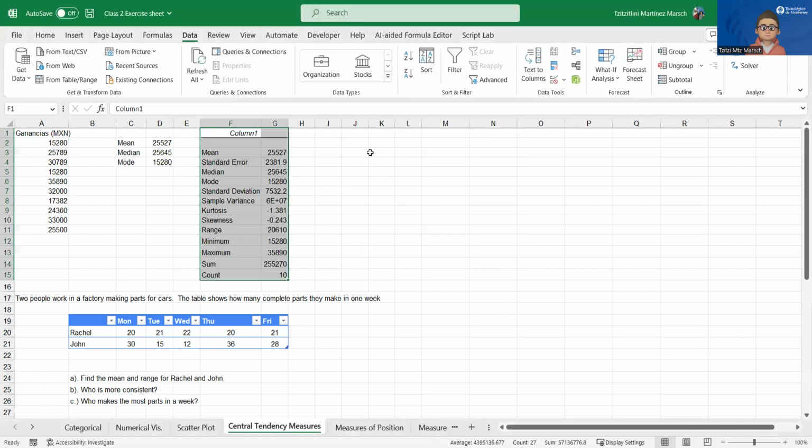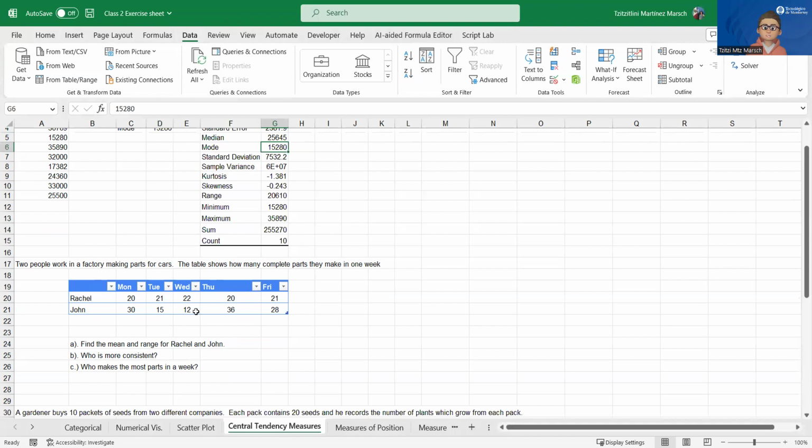There it is. The mean, if you want to compare it, is exactly the same. The median, exactly the same. And the mode, it's right there. It's a little bit faster when you use the data analysis, but it's always good for you guys to know that you can do it based on formulas. So let's look at a problem. We have two factory workers making car parts. The table shows how many complete parts each one makes in a week, okay? So we want to see who is our best worker.